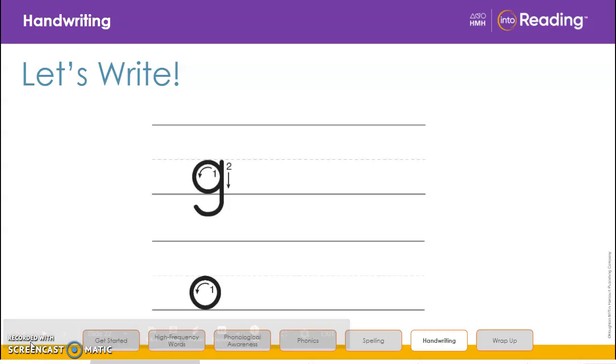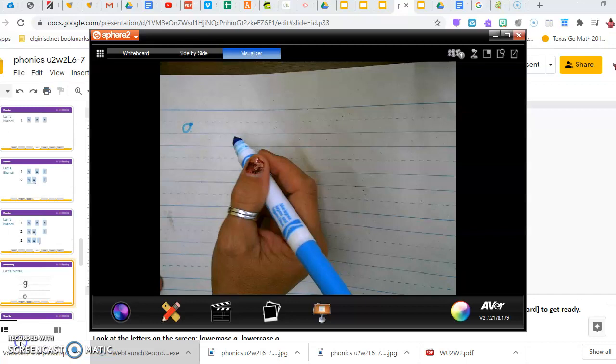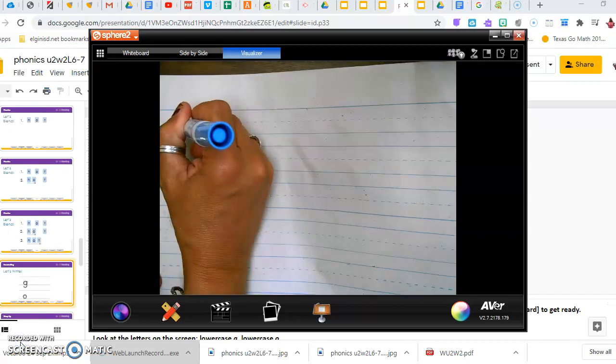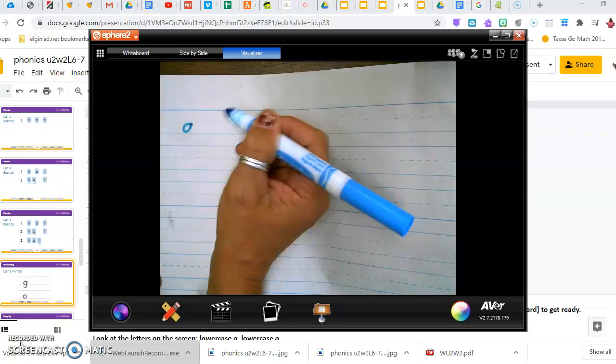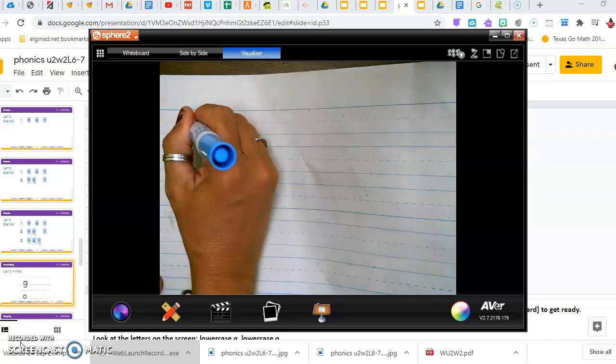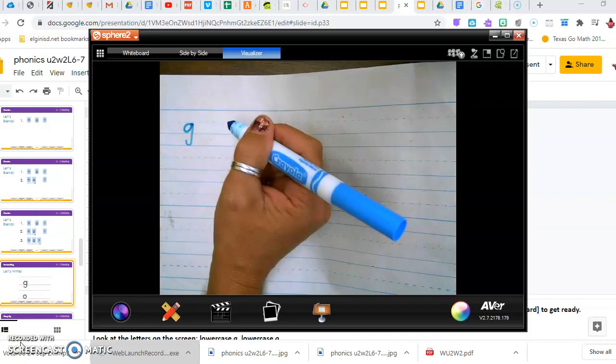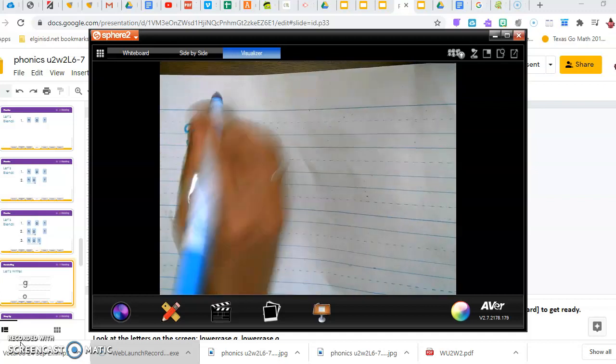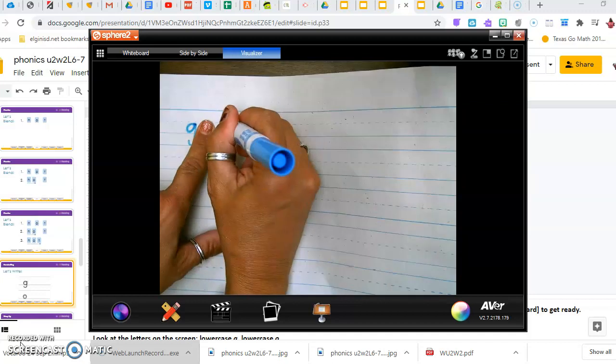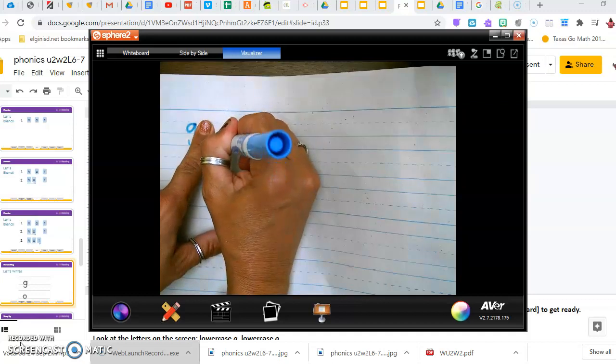Now we're going to practice writing some of the letters that are in our spelling words. Look at the letters on the screen. Lowercase g, lowercase o. To make a lowercase g, you're going to start on the dotted line and go around like you're making a circle. Then you're going to go straight down to the bottom line and make a tail. Finger space, circle, down, tail.